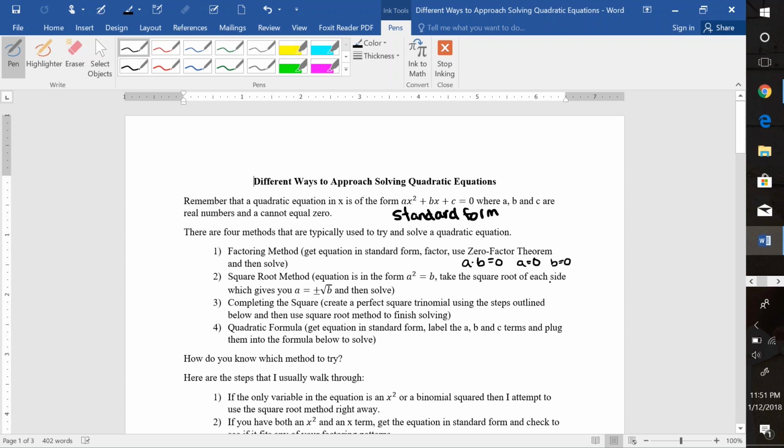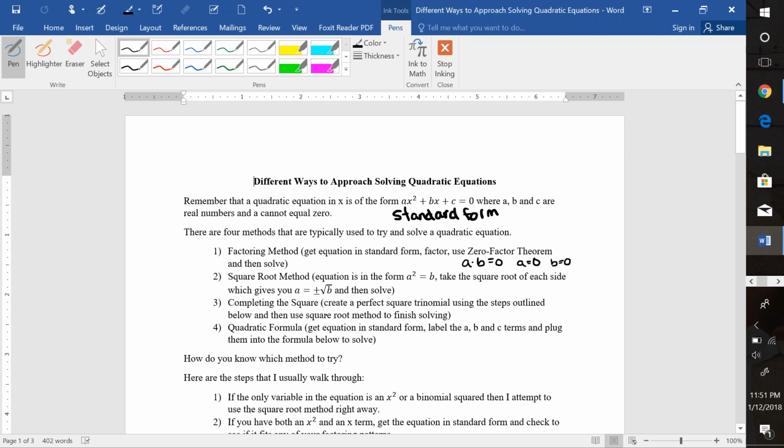You take the square root of both sides once you have it in this form, and that gives you that a equals not just the square root of b, but plus or minus the square root of b. And if you think about it, that makes sense because if you have 4 squared, that is positive 16, but negative 4 squared is also positive 16.